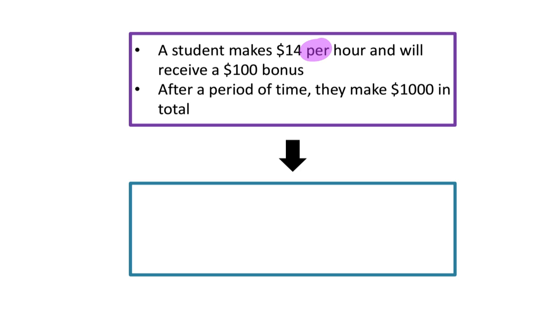Per can be represented with multiplication. Next, hour can be represented with a variable, and I'm going to use the variable of h. You can use any letter you want, but I'm going to use h since hour begins with the letter h. And last, total can be represented with addition. Let's put all of this together.